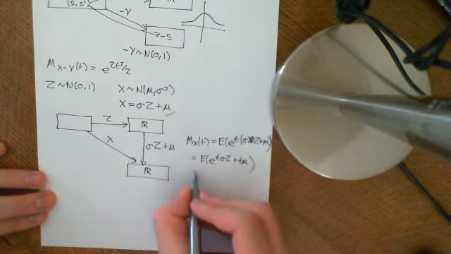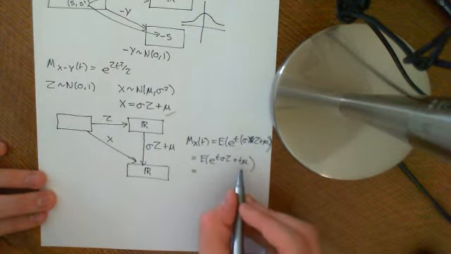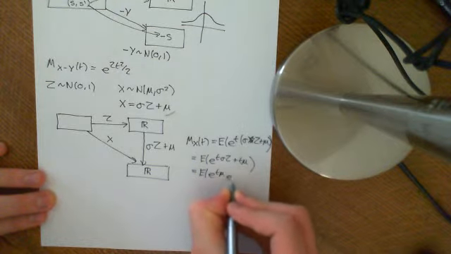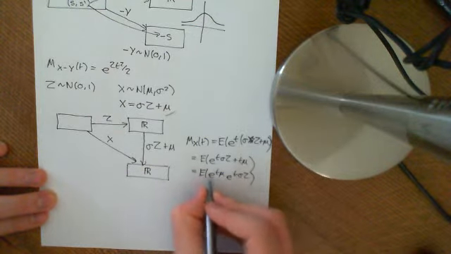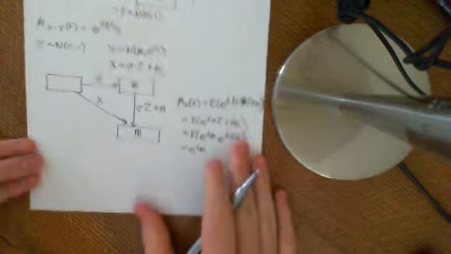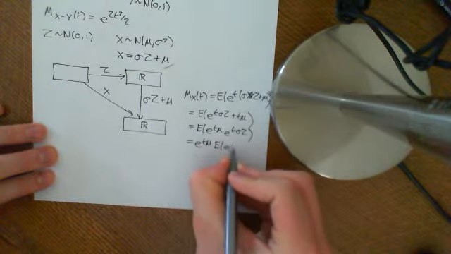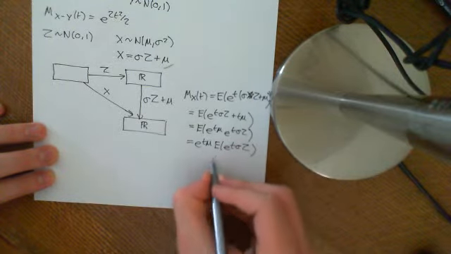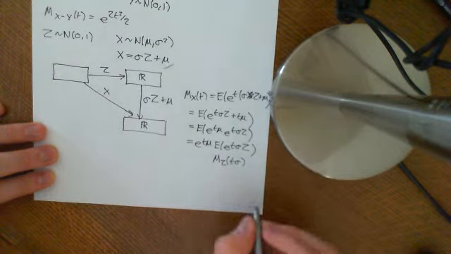Firstly, we can pull out the e to the t mu because that's effectively just a constant. If we split this up, it's the expected value of e to the t mu times e to the t sigma Z. This is just a constant, so we can pull that out of the expected value by linearity. So we get e to the t mu, and then the expected value of e to the t sigma Z. But this is just the moment generating function of Z evaluated at t times sigma rather than t.